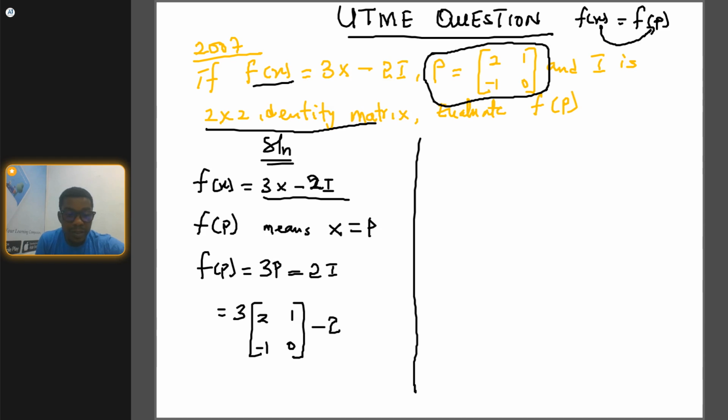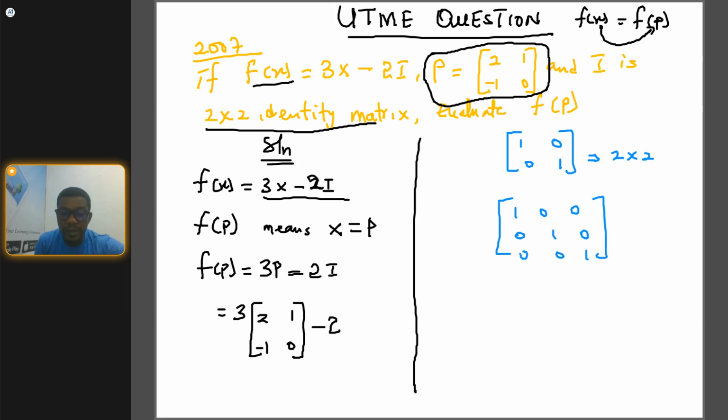What is an identity matrix? An identity matrix is a matrix that has its diagonal elements to be 1 alone. Example of the identity matrix is 1, 0, 0, 1. So this is a 2 by 2 identity matrix. And a 3 by 3 identity matrix is given as 1, 0, 0, 0, 1, 0, 0, 0, 1. Close the brackets. That is 3 by 3.